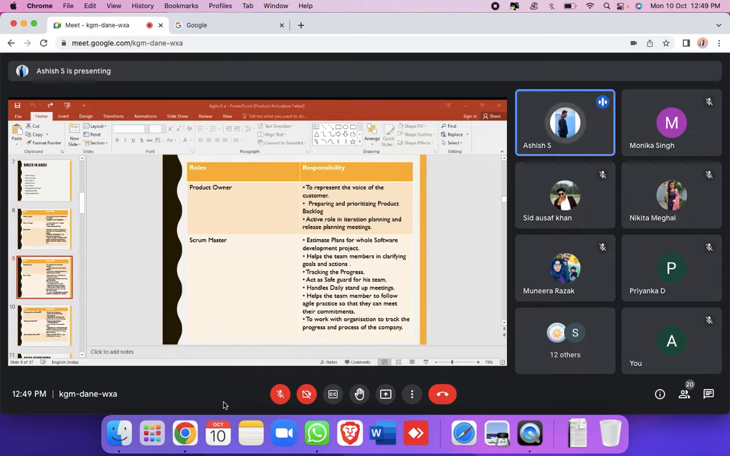All cool? Everyone is understanding? Okay, fine. So we have understood what a product owner is. Then let us go with the Scrum Master. Scrum Master is nothing but another name given to a team lead. Your team leads are your Scrum Masters.